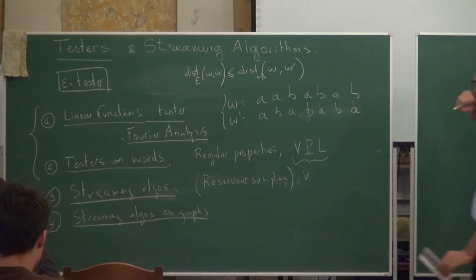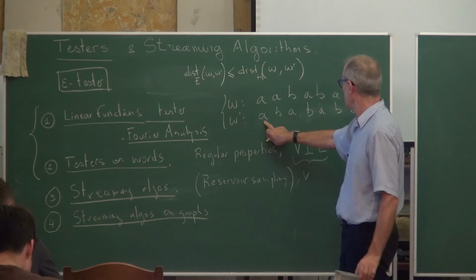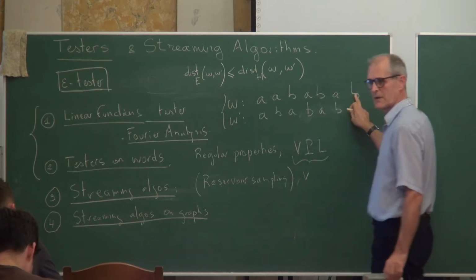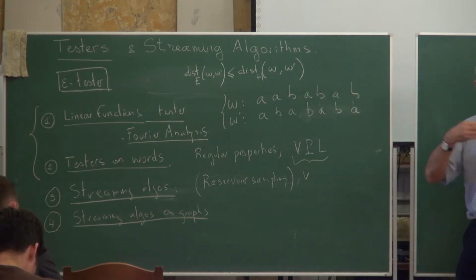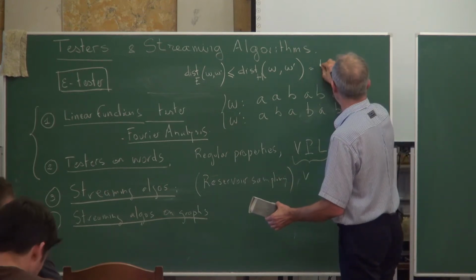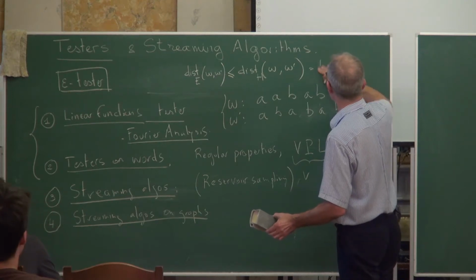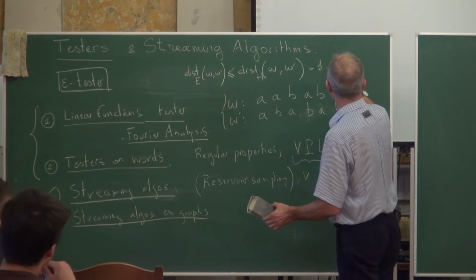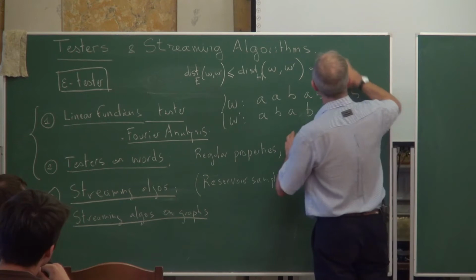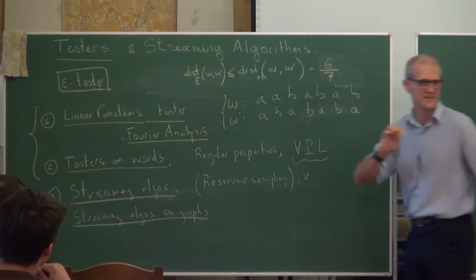Okay. So they differ almost everywhere except one position where they agree. So how many letters do I have? 1, 2, 3, 4, 5, 6, 7. So you only reason in terms of relative distances. So this would be 1 minus 1/7. In other words, the distance is large, right? They disagree on 6 positions out of 7.